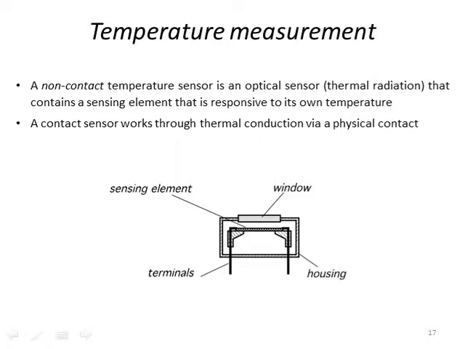Now, a non-contact type of sensor, which is basically measuring thermal radiation, contains a sensing element that's responsive to the temperature. This also has terminals, a sensing element, and then a transparent window to the thermal radiation. Conceptually, very, very simple, but quite powerful. So we have non-contact measurements and contact measurements. Depending on the type of situation that you have, you're going to have to choose which one is most appropriate.